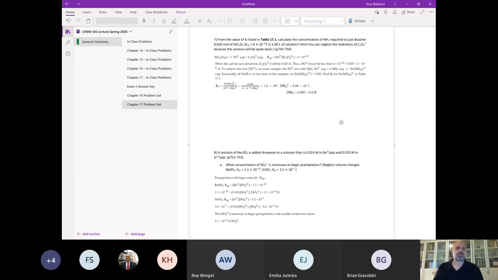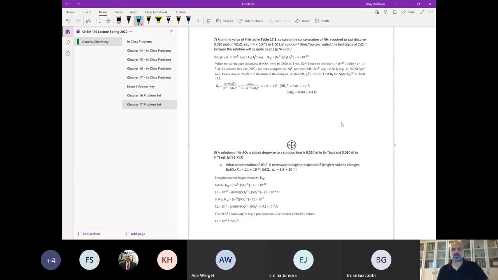All right, problem number 7, chapter 17. It says, from the value of Kf listed in table 17.1, calculate the concentration of ammonia required to just dissolve 0.02 moles of nickel C2O4, which has a Ksp of 4 times 10 to the minus 10th.